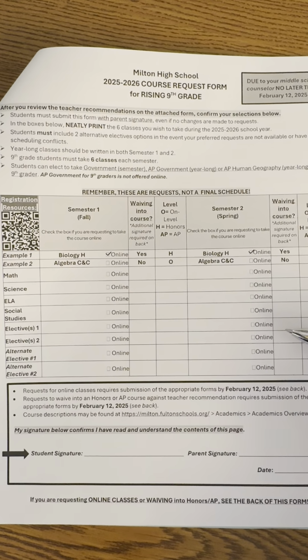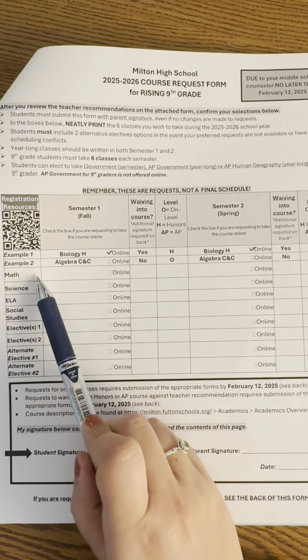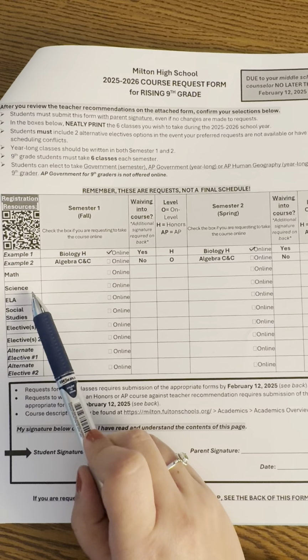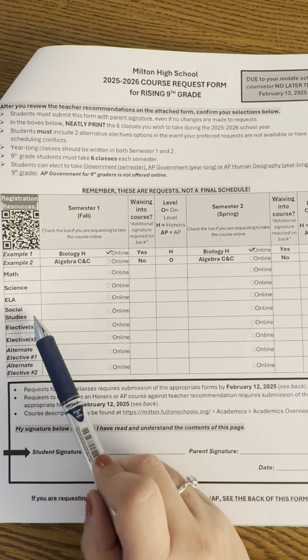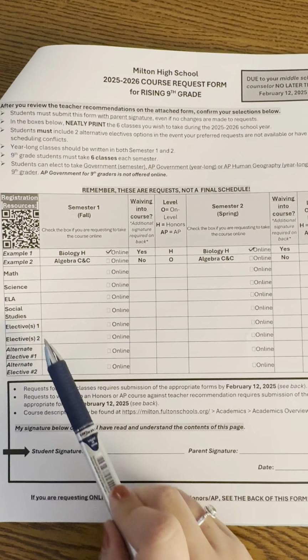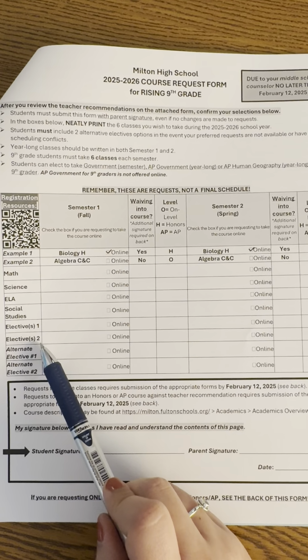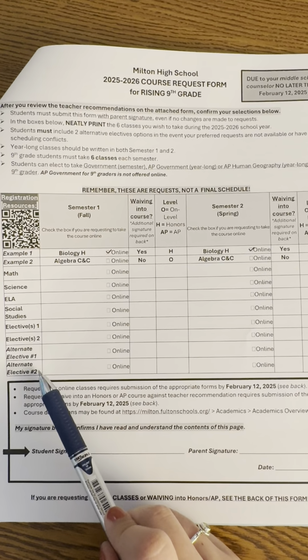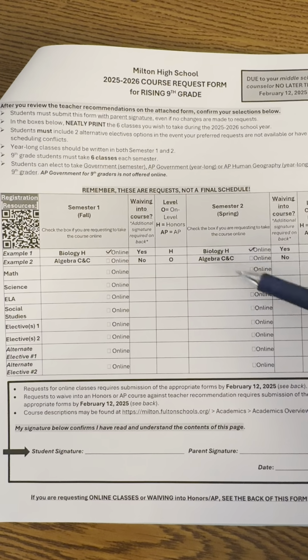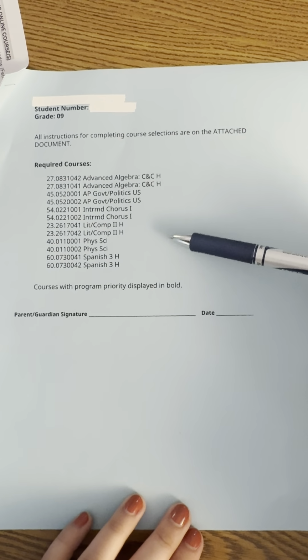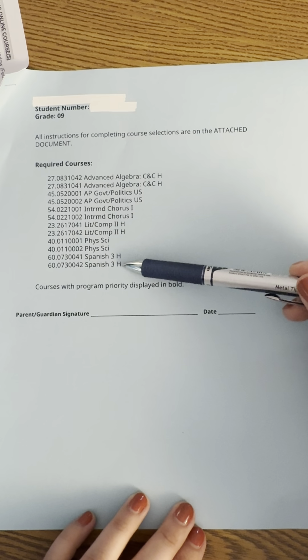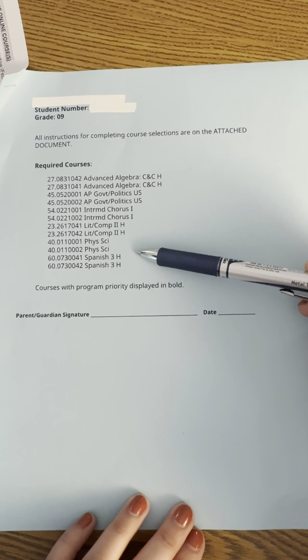Walking you through these boxes and how to complete them, you will see there is a section for math, science, ELA for your English course, social studies, your first elective choice, your second elective choice, and then 2 alternates. You might be wondering, what in the world do I fill out here? That's when you'll refer to the first page. These are the courses that your teachers recommended for your students for the 25-26 school year.